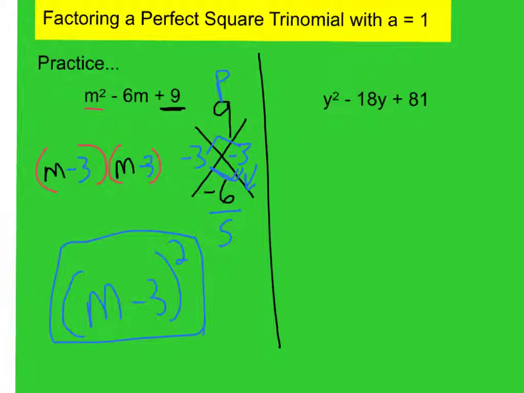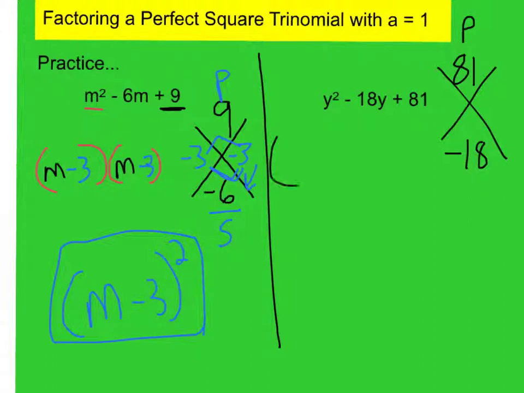Let's look at our next example. We have y squared minus 18y plus 81. Same thing. I'm going to say to myself, what multiplied to what is 81, and adds to negative 18?